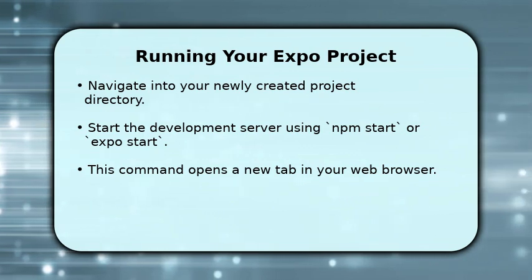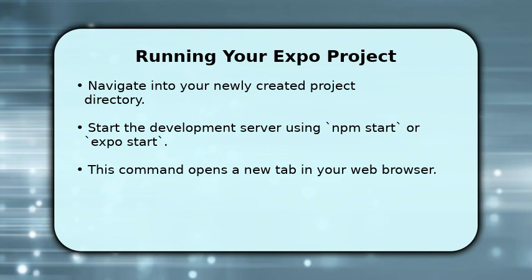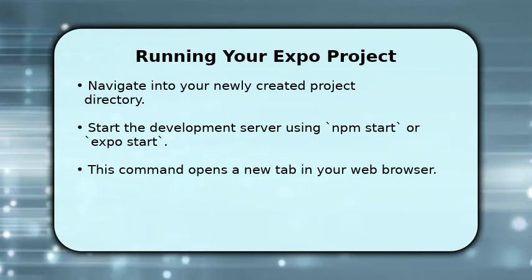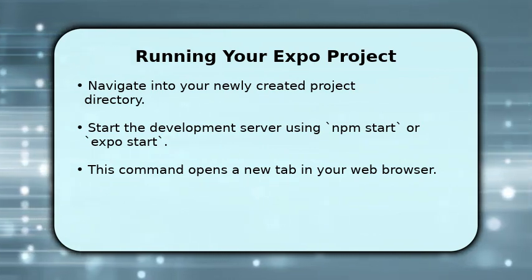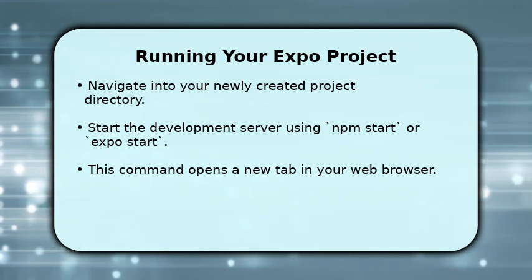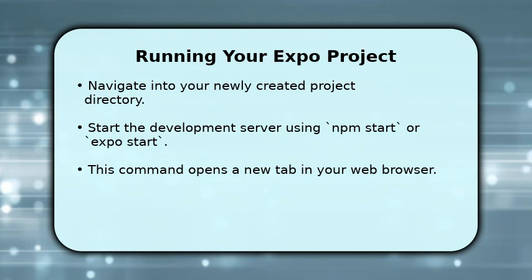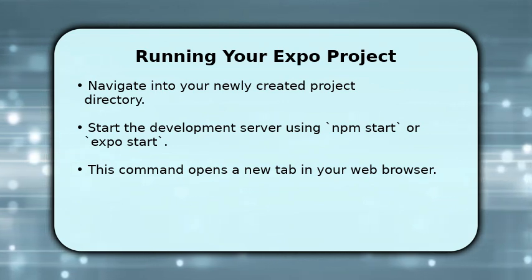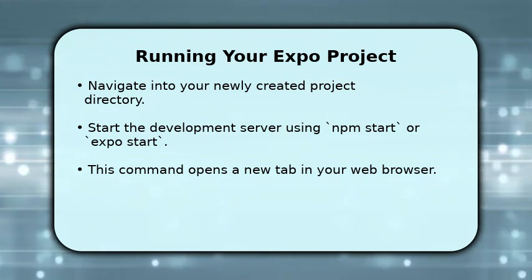This action automatically opens a new tab in your web browser, displaying the Expo dev tools. From there, you'll see a QR code. Scan it with the Expo Go app on your phone or tablet to view your application instantly. It's a seamless way to get your project running.